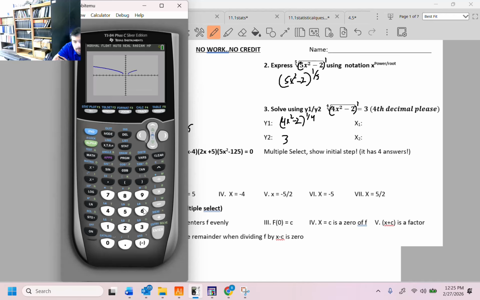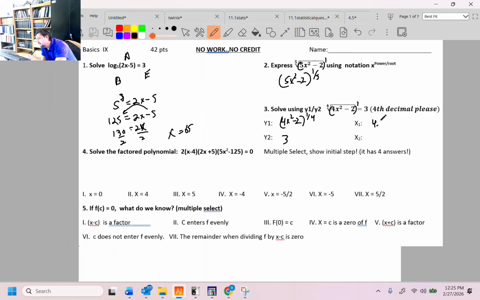Now this graph has perfect symmetry. It's the same on the left as it is on the right. So we're only going to have to do one answer just to save time, unless for some reason you don't see symmetry. Anyway, second trace 5. I'm going to take my cursor and get it close to that right answer. I'm going to press the enter button 3 times. And it is 4.5552. That's on the right, which means the left is negative 4.5552.